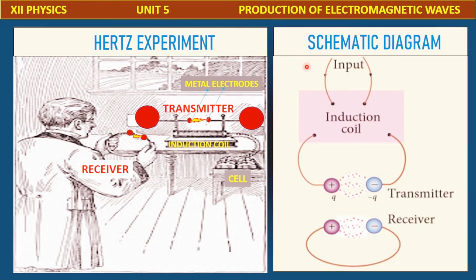This is the schematic diagram of Hertz's experiment. The input is given to the induction coil. The input here is a battery or the cell, and it is given to the induction coil. The induction coil is connected to the transmitter part, and there is a receiver part. Let us see in detail about Hertz's experiment as it is given in the textbook.